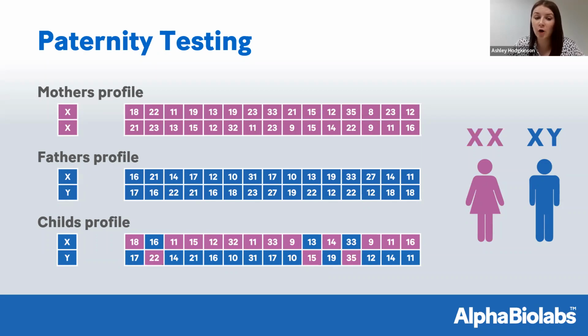So as you can see in column 1, the child has an 18 and a 17, mum has an 18 and dad has a 17. In column 2, the child has a 16 and a 22, mum has a 22, dad has a 16, and so on and so forth until we get through the profile. And for paternity testing, we're looking for those profiles to match perfectly. Now, this is where the mother's profile helps us, because we can eliminate the half of the DNA that the child has inherited from the mum, and whatever we're left with must have come from that child's father. And that's why it's always helpful to have mum's sample.